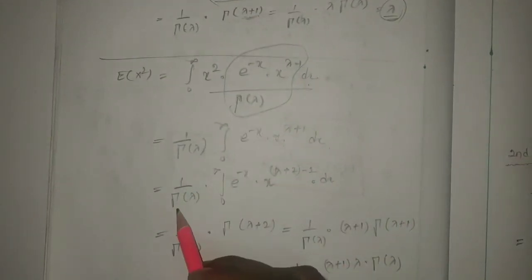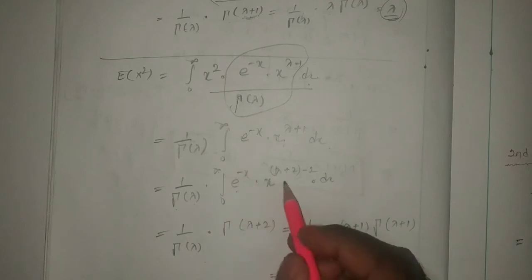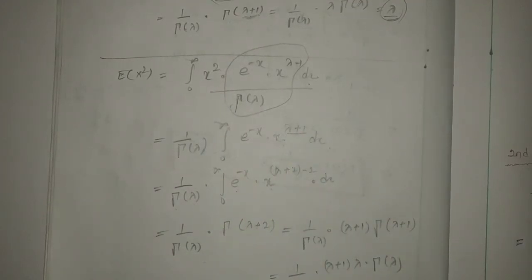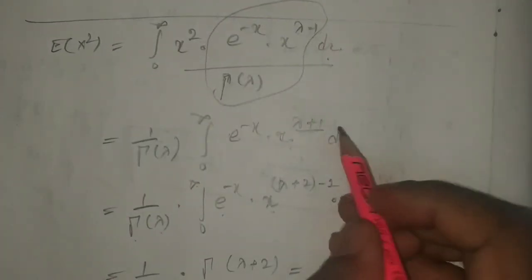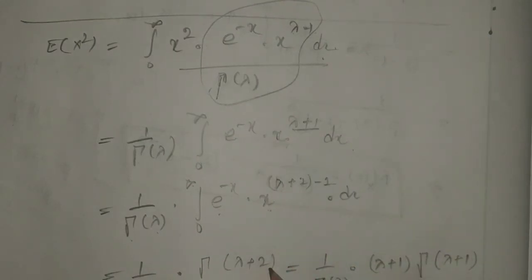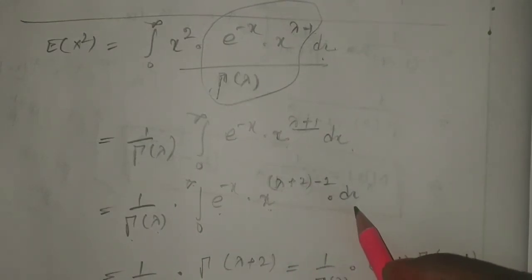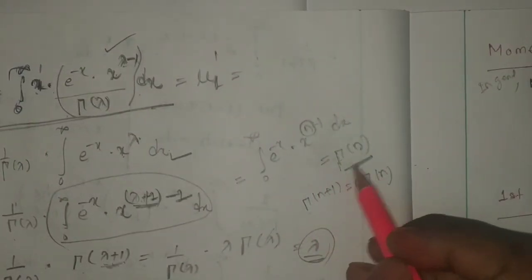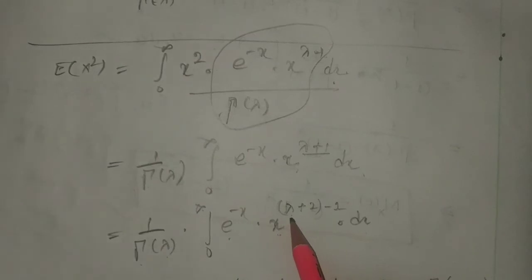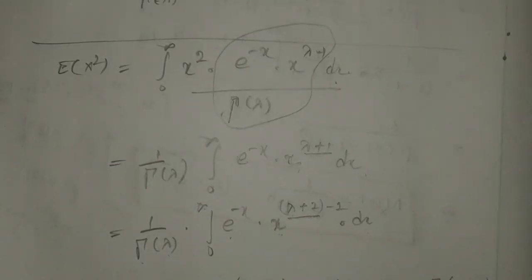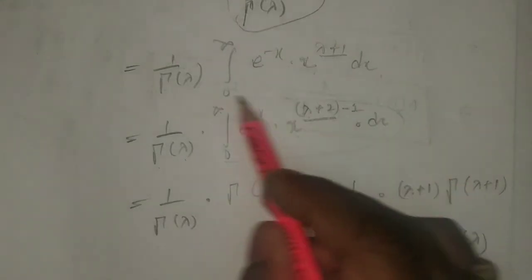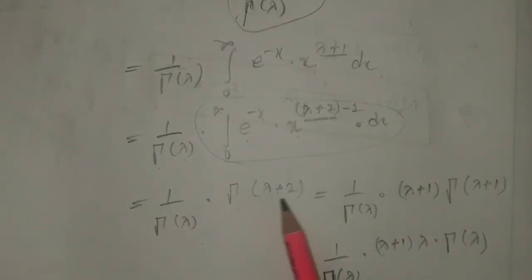Okay, so 1 by gamma lambda, 0 to infinity e to the minus x, x to the power lambda plus 1. Lambda plus 1, how can we write? This lambda plus 1 we can write as lambda plus 2 minus 1 into dx, no problem. So here you can see, x to the power n minus 1 dx equals gamma n; here instead of n, what is there? Lambda plus 2. So this integral value is nothing but gamma lambda plus 2.